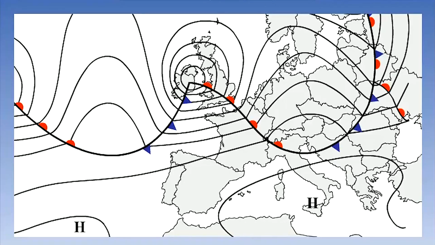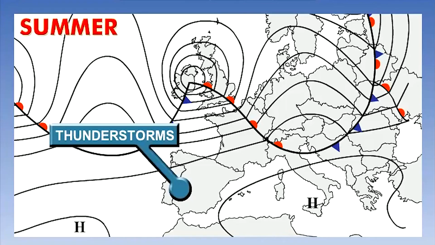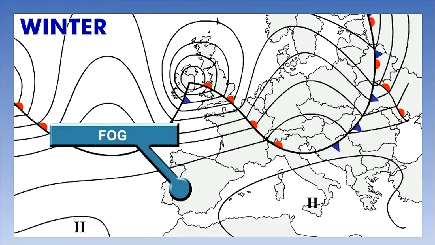Other than the wind, the weather within a col is dependent somewhat on the season. Generally, over land areas, we can say that in summer typical col weather would be thundery, whilst in winter, it is mainly very foggy.